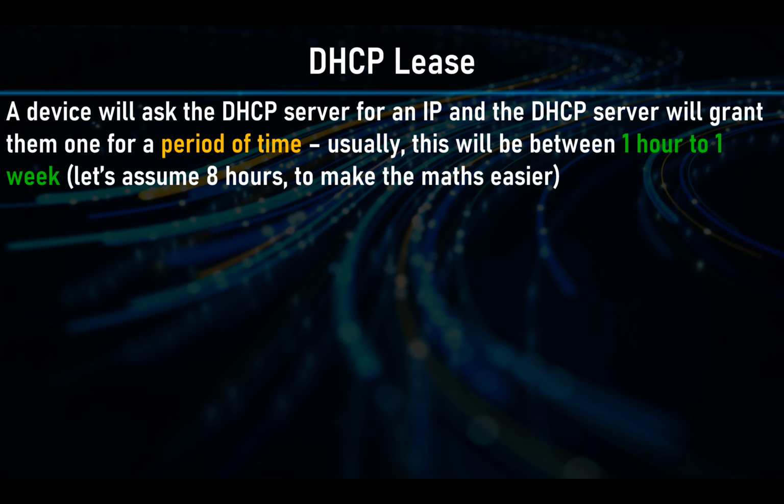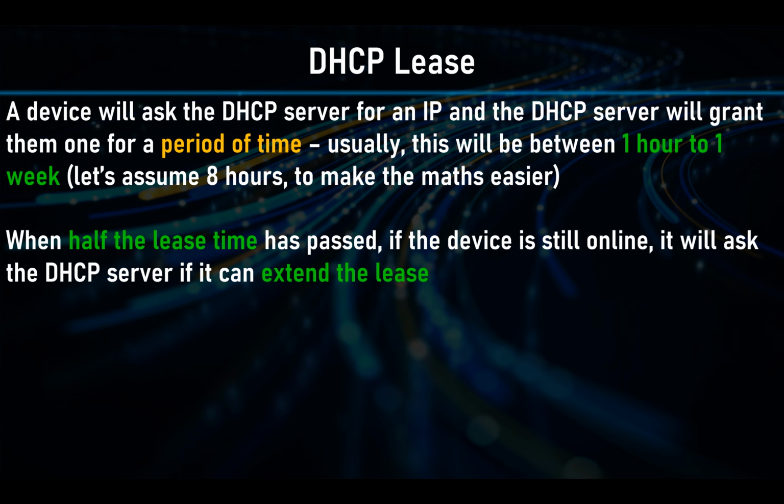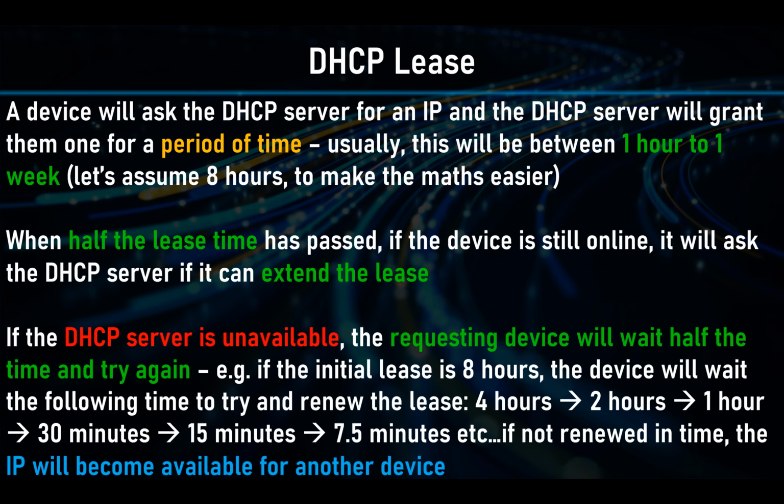Since it's dynamic, it's not going to keep this forever. Therefore, the DHCP server will grant them a dynamic IP just for a period of time, usually between 1 hour and 1 week. In this example, let's assume 8 hours, just to make the maths easier. When half the lease time has passed, if the device is still online, it's going to ask the DHCP server if it can extend the lease and keep using that IP address.